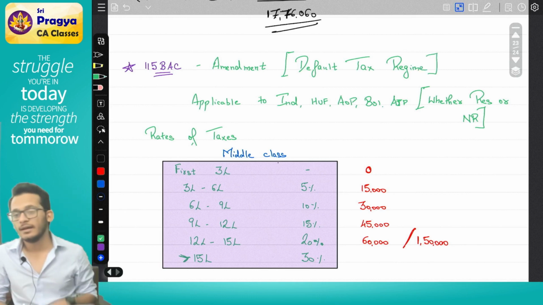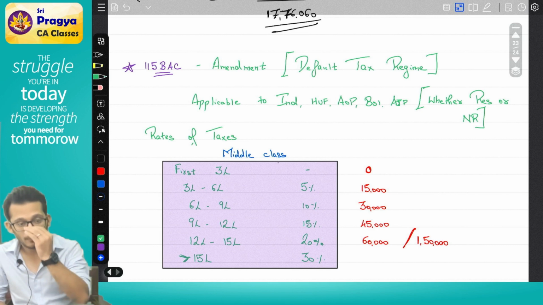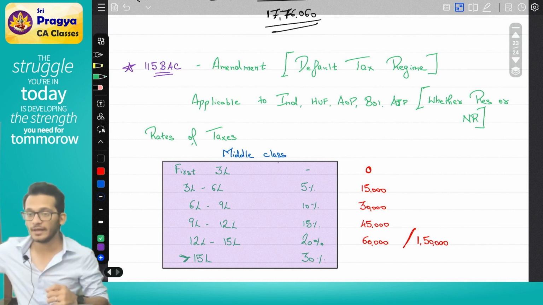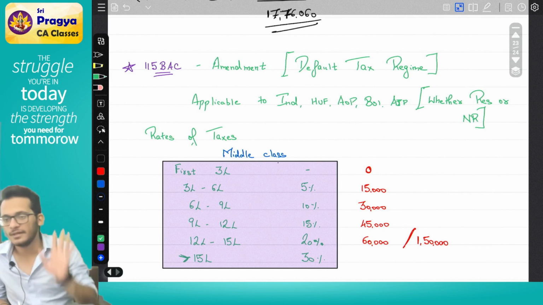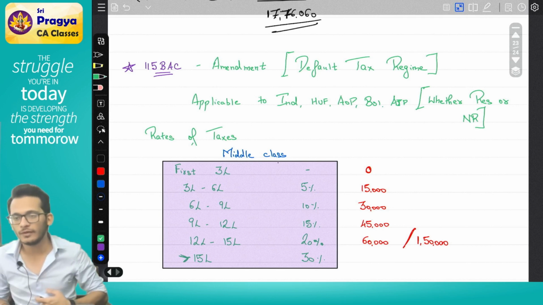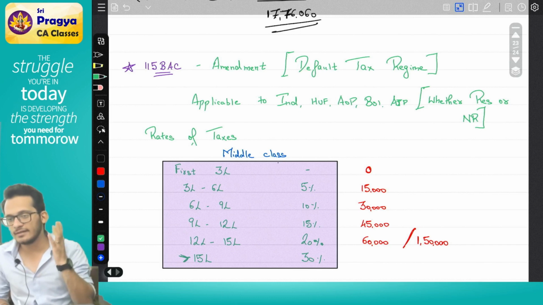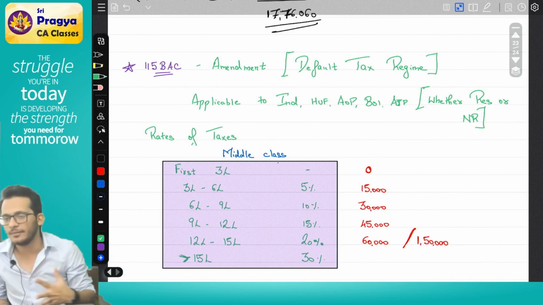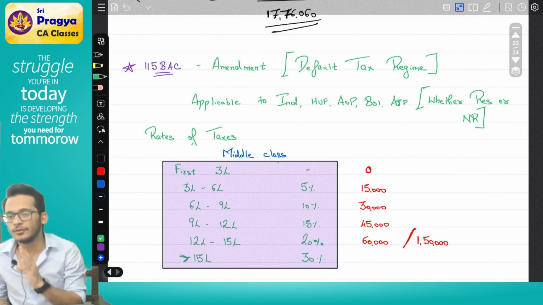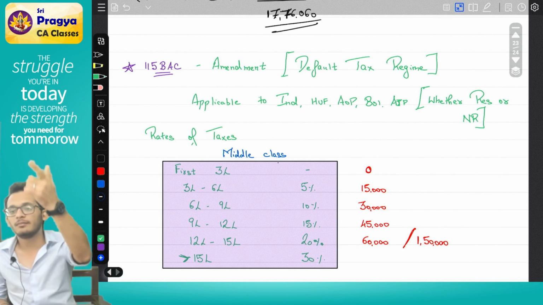What is it called? Default tax regime. Rahul, what do you mean by default tax regime? Now this is your priority regime. If you don't know what to do, you will do 115BAC. Until last year, I always used to say you have to do the normal regime unless they say 115BAC. This year, normally you should do 115BAC.